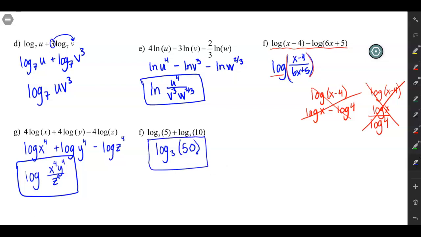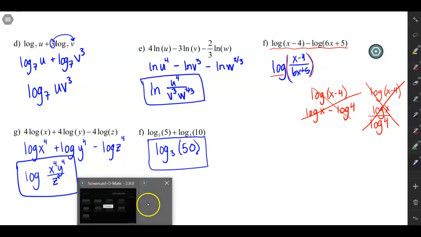Okay. I hope this was useful for you as you're learning to expand and condense logarithms using logarithm properties.